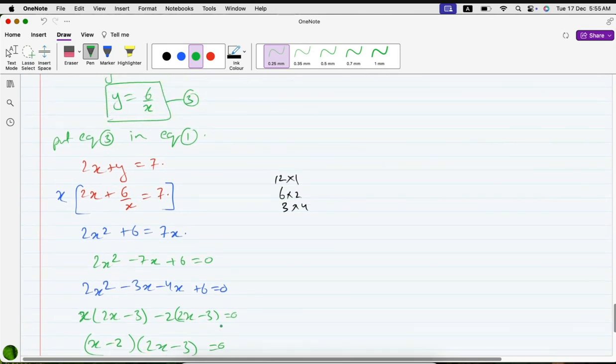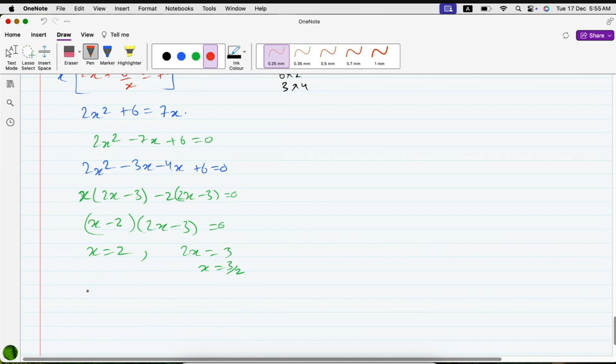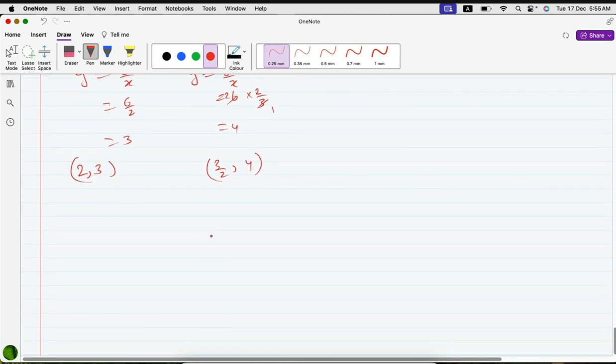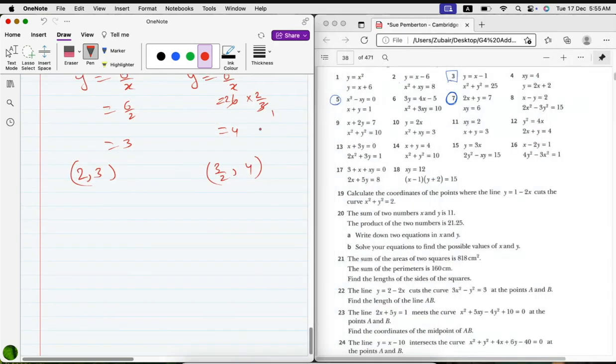And the equation was y equals 6 over x. So when x is 2, y is 3. 2 comma 3. On the other side, 6 divided by 3 by 2 would mean 2 into 3, 2 1 times 2, 2 4 times. So x is 3 by 2 and y is 4. 2 comma 3, 3 by 2 and 4.